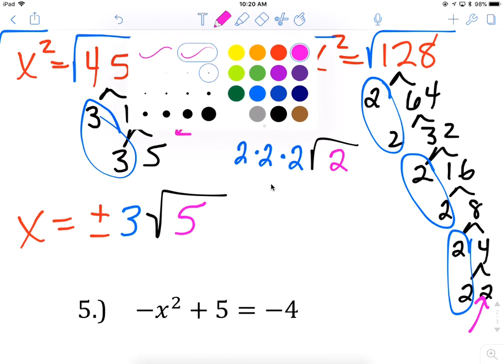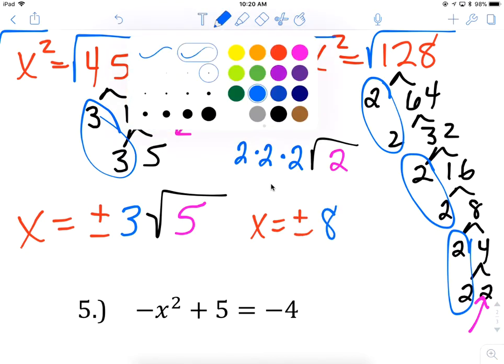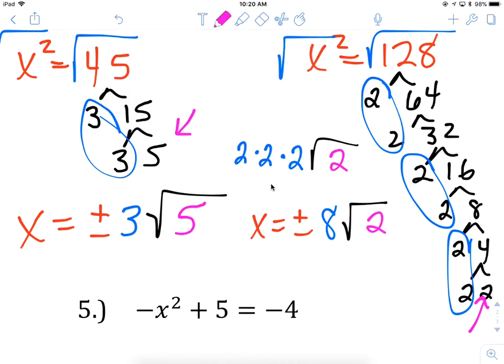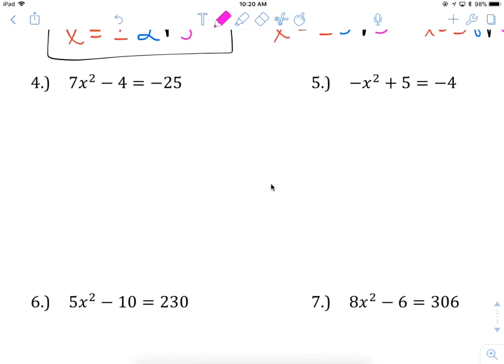So if I do 2 times 2 is 4, times 2 again makes 8. So now I'm going to write my total. 8, nothing to multiply on the inside, but 2 is my square root. Okay, so x equals plus or minus 8 square root 2. And sometimes they're long and sometimes you got to rearrange your space. That's okay. Make sure you're showing your work. Squeeze it in there. Okay.